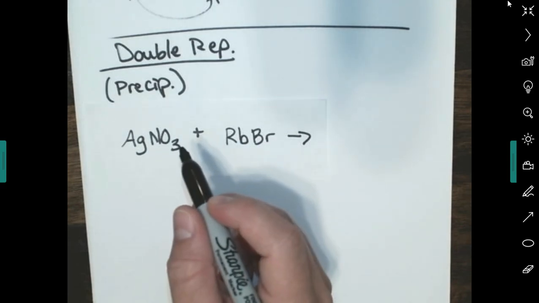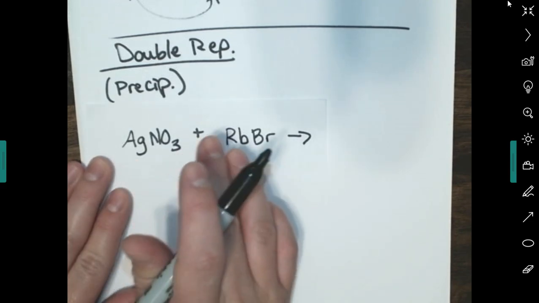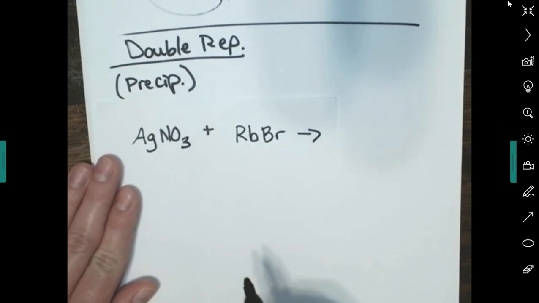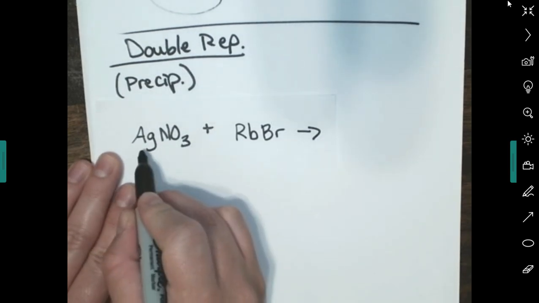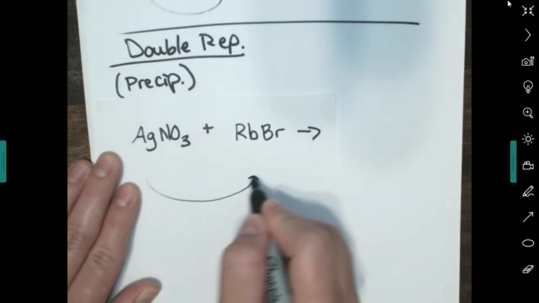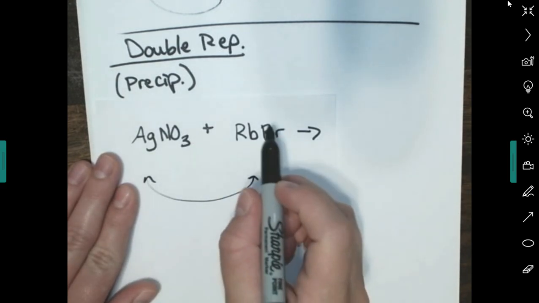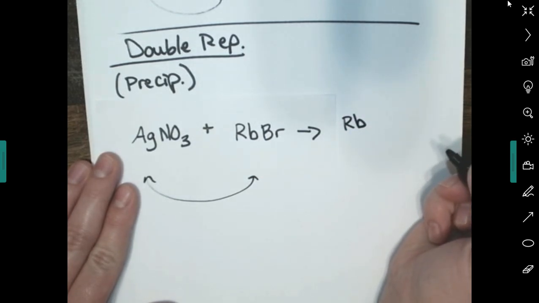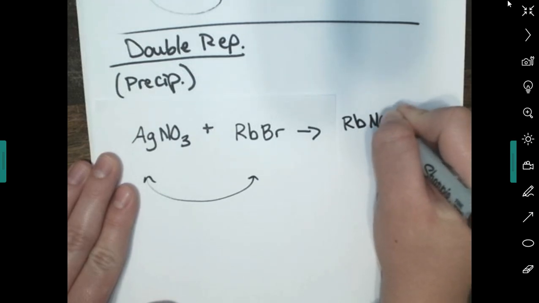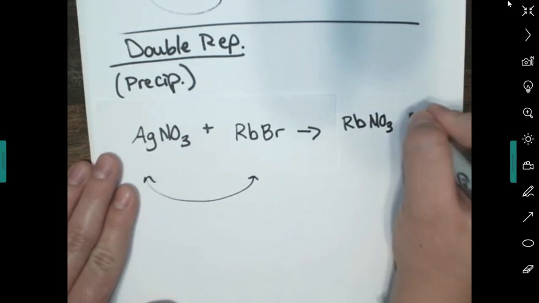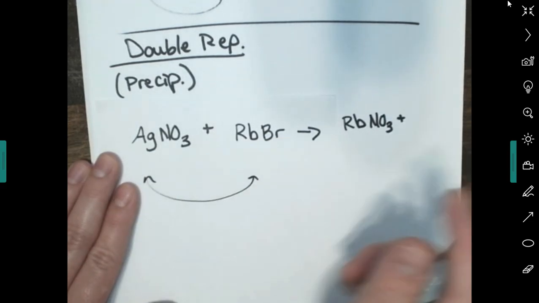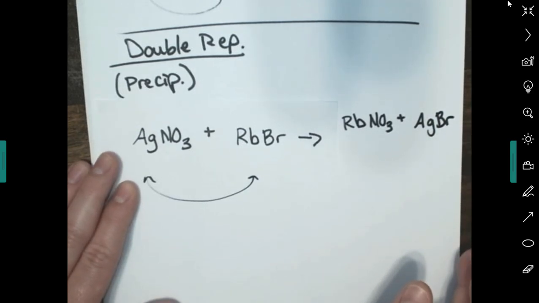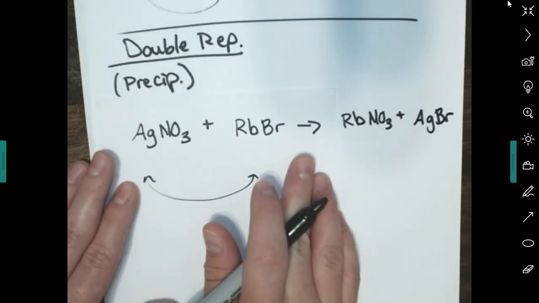So what we have to do is have two things swap places. Instead of just one element swapping, because there's two compounds, two things are going to swap. So the silver and the rubidium, because this is a metal and this is a metal, those things are going to swap places. So now the rubidium is going to go with the nitrate. And rubidium has a +1 charge, so it's just going to be RbNO3, and nitrate has a -1 charge. And then the silver is going to go with the bromine. And silver and bromine both have a charge of 1 as well. Okay? And then you could go back and balance that if you need to, although I think it's already balanced.